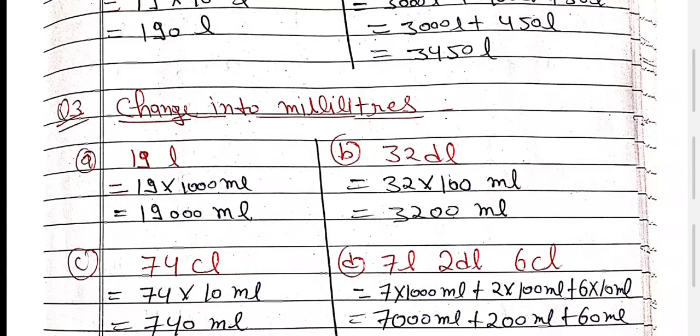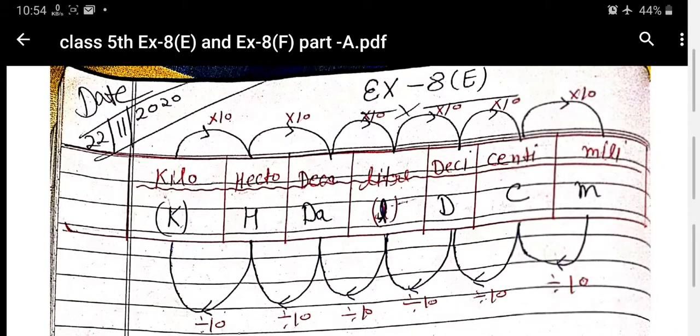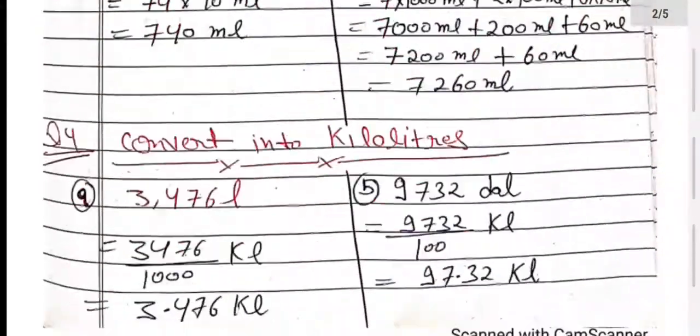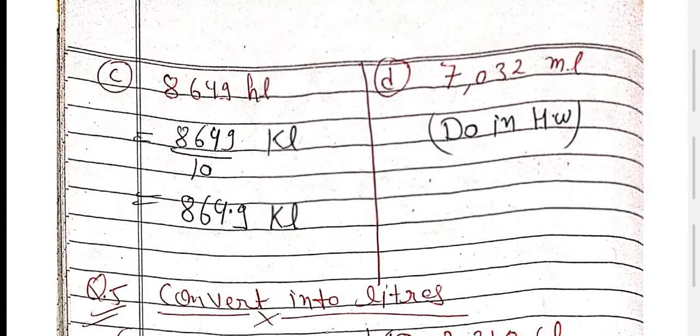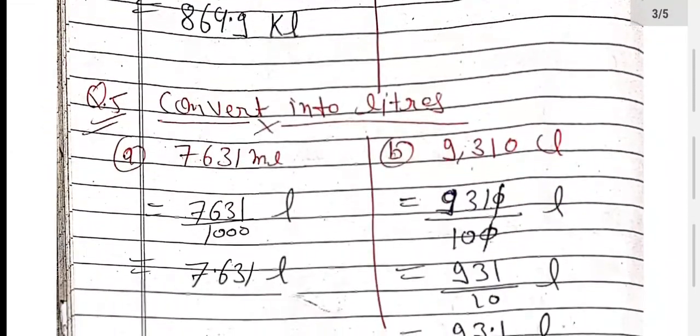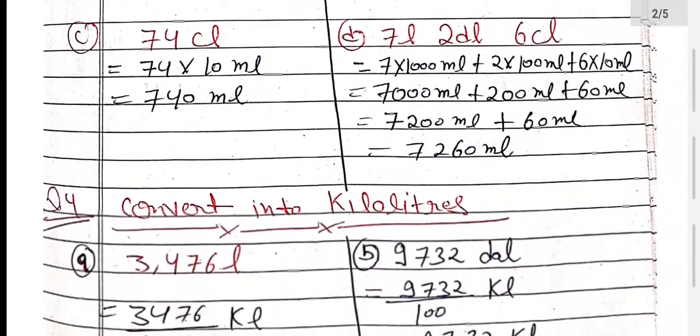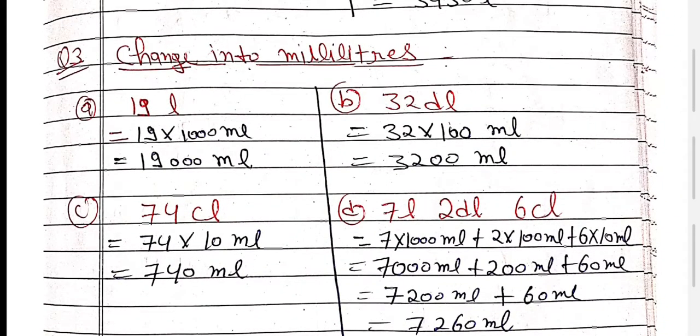Now 32 decaliter. Sorry, deciliter. It is only D. Deciliter into milliliter. How many steps do you have to move? One step, two step only. So you have to multiply by only 100. So when you multiply 32 by 100, what becomes? Milliliter. When you multiply, what will you get? 3200 milliliter. Similarly, when you convert 74 centiliter into milliliter, so the last column is like that one, centi, milli.